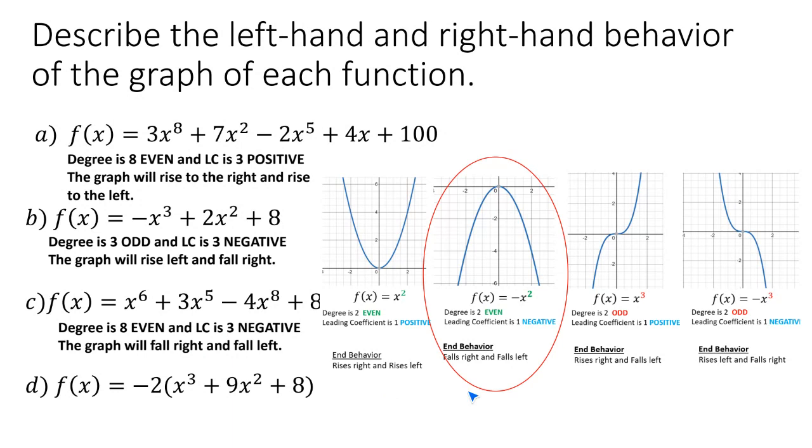And then the last one, f of x equals negative 2, parentheses, x cubed plus 9x squared plus 8. So here could be tricky, right? The degree is going to be what? 3. What about our leading coefficient? Is it a 1 or is it a -2? Because you would have to multiply the -2 into the parentheses, and if you did that, then you would end up with -2x cubed.